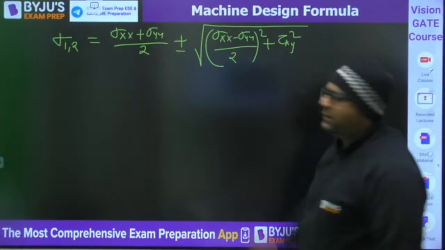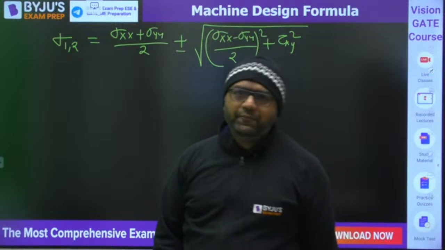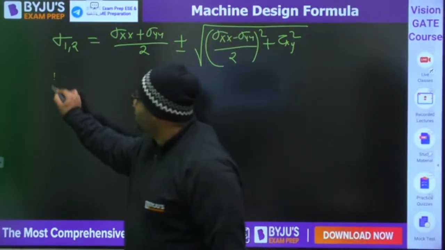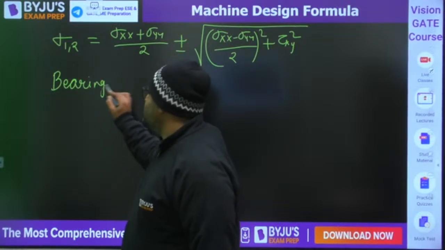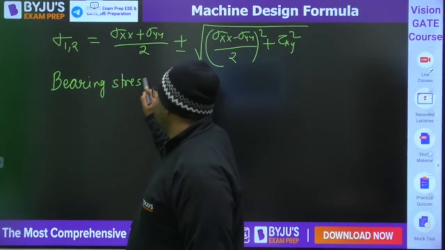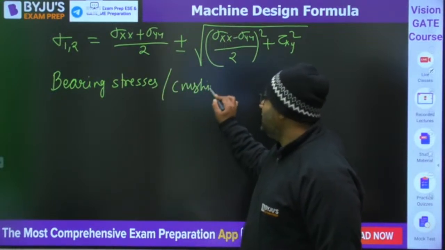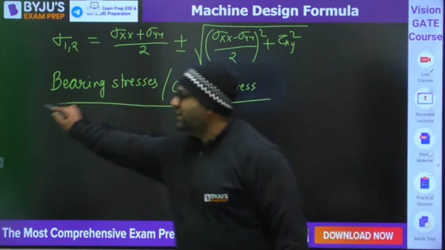This is the formula for the principal stresses, which is required for the theory of failure topic. Okay, so now my dear, we have this formula as well. Now the last formula is for bearing stresses. Whenever we have bearing stresses, or let us say crushing stresses, for these two types of stresses the formula is very simple.